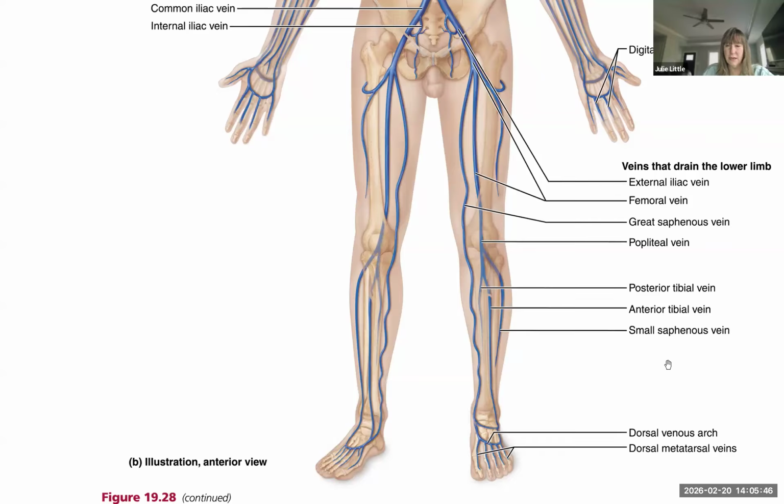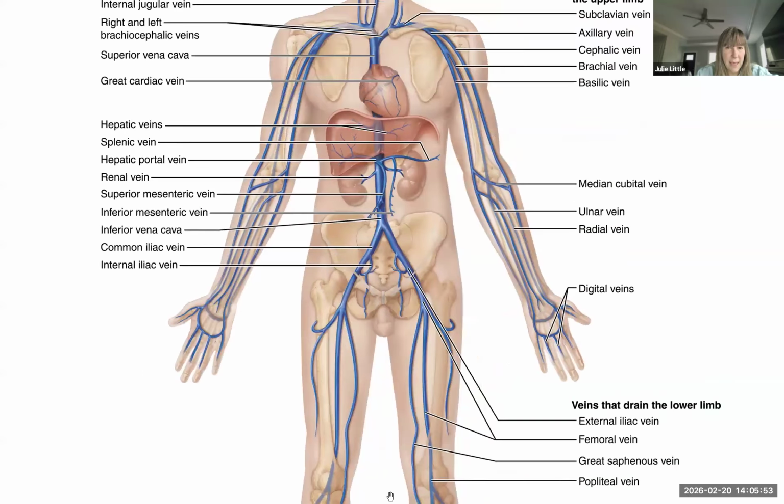I'm just trying to see if I got everything. I did. Those are almost all of the veins. Now, if we go back to the abdomen, what I want you to notice is, remember that blood flow is flowing from the body back to the heart.